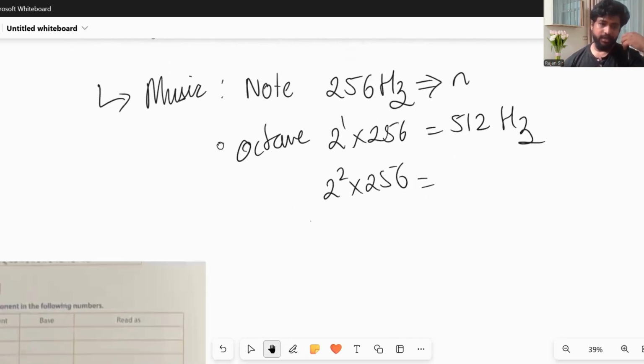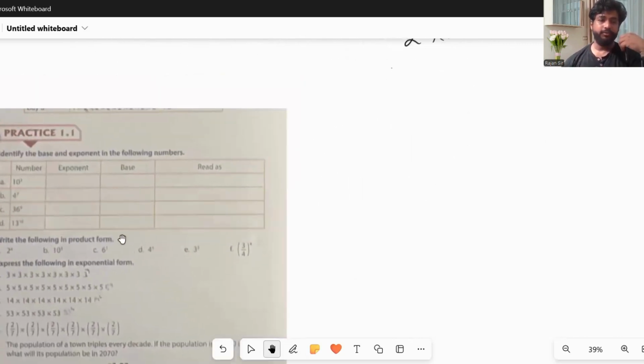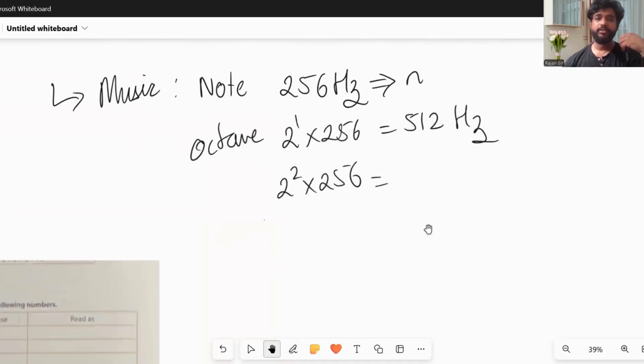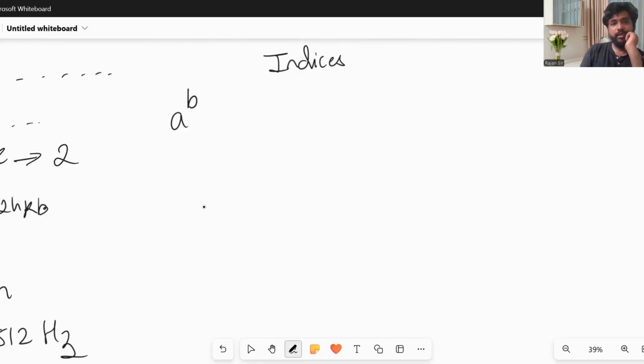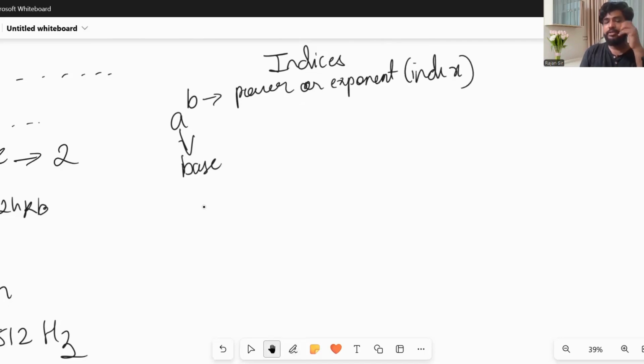So let's start with the very basic part. Before we go to the first exercise, we will start with some rules of indices. This is called indices. We have a raised to, let's say, b, where a is the base. Okay. And b here up is the power or exponent. We also call it index. That is the reason why this chapter is also named indices, which is the plural form of index. Okay. So what are the rules?